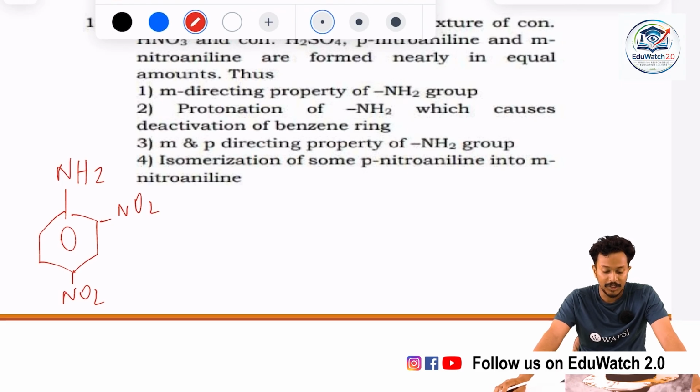Protonation of NH2 which causes the deactivation of benzene ring. And meta and para directing property of NH2 group. Both option 1 and 3 are wrong.